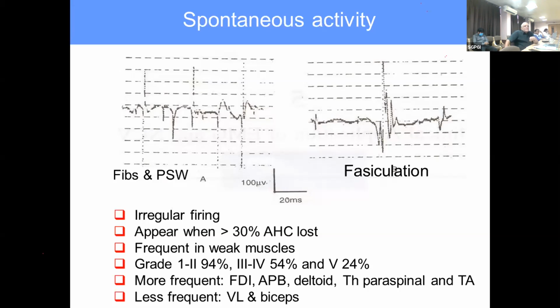The denervation is easier to get in FDI, APB, deltoid, and thoracic paraspinal and tibialis anterior. So these are the easy muscles. When you're looking for fibrillations, remember these muscles: FDI, APB, deltoid, thoracic paraspinal, and TA. It is more difficult in other muscles.